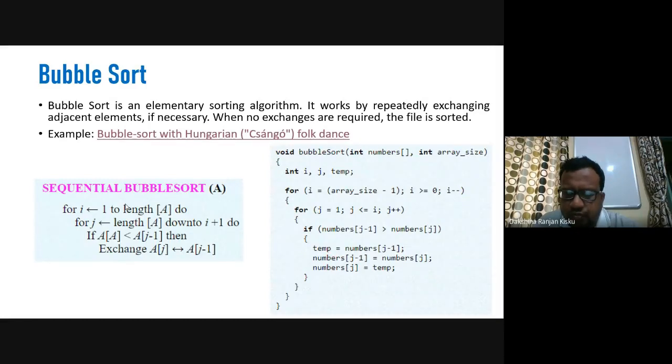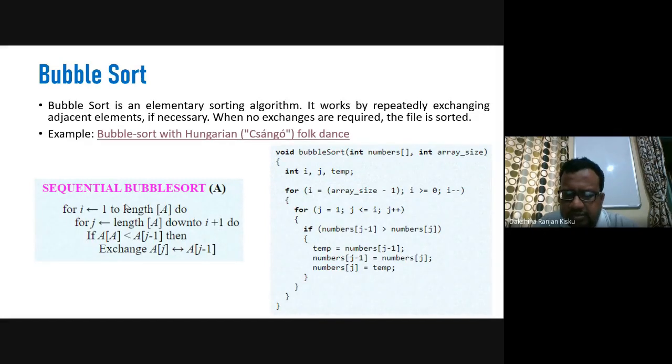So in the first for loop we start from array size minus 1, that is n minus 1, and we continue this loop as long as I is greater than or equal to 0. That means we go downward. In the second for loop, j starts from 1, and as long as j is less than or equal to I, we continue this second for loop. Then we check if numbers j minus 1 is greater than numbers j. If it is true, then we assign numbers j minus 1 to temp, and then we try to exchange the elements of numbers j minus 1 and numbers j.